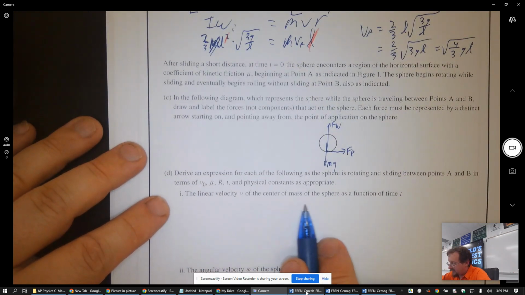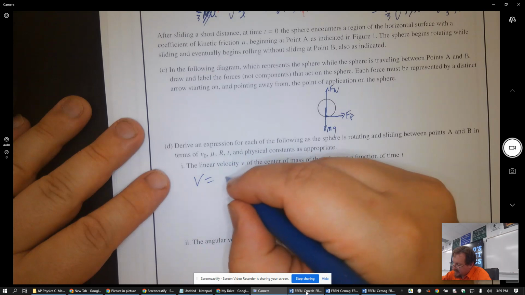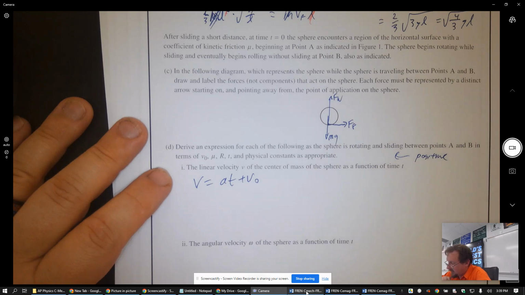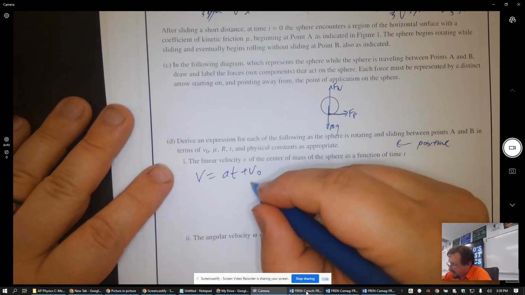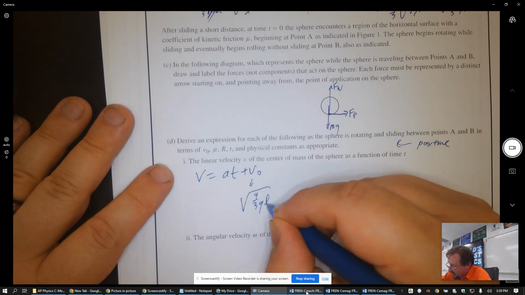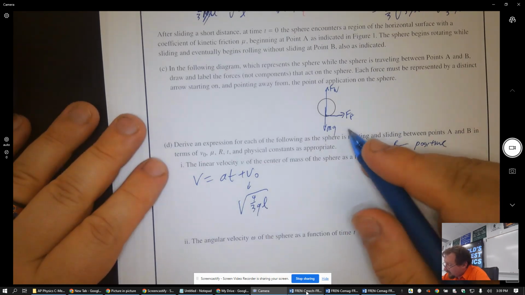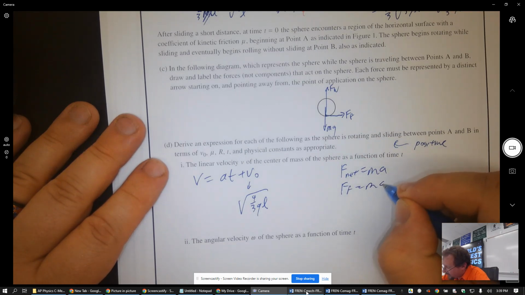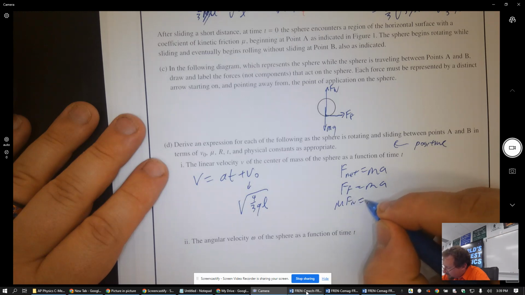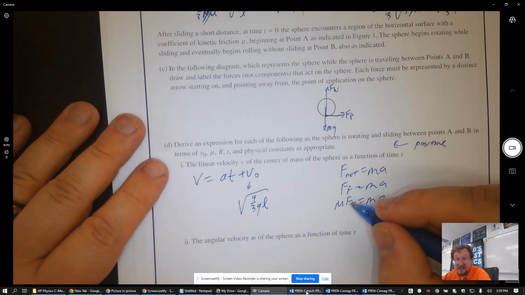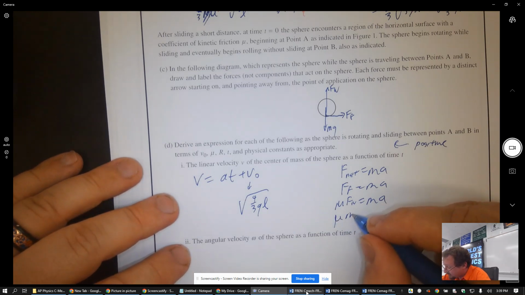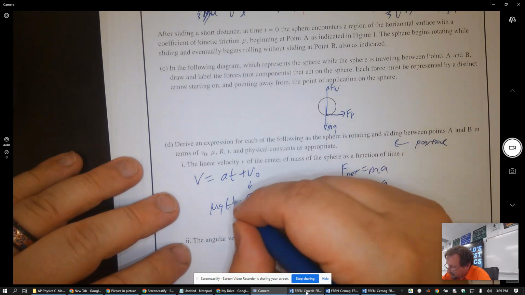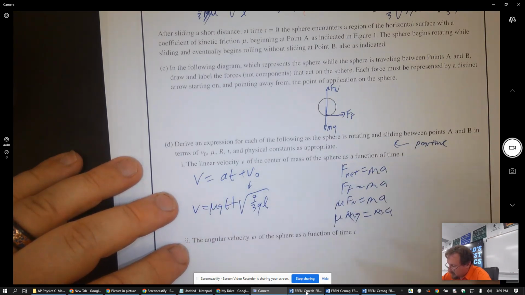The linear velocity is a function of time t. I'm going to say velocity equals at plus v naught, and I'm going to make the left positive. The v naught is the square root of 4/3 gL. Now, what about the a? The net force equals ma, and the only net force is friction, so friction equals ma. That's mu times normal force equals ma. You are sliding, so this is kinetic friction. It is not less than mu times normal force, it is exactly mu times normal force. So mu mg equals ma, the m's cancel. So this is going to be mu g t plus v naught. I think that's it.